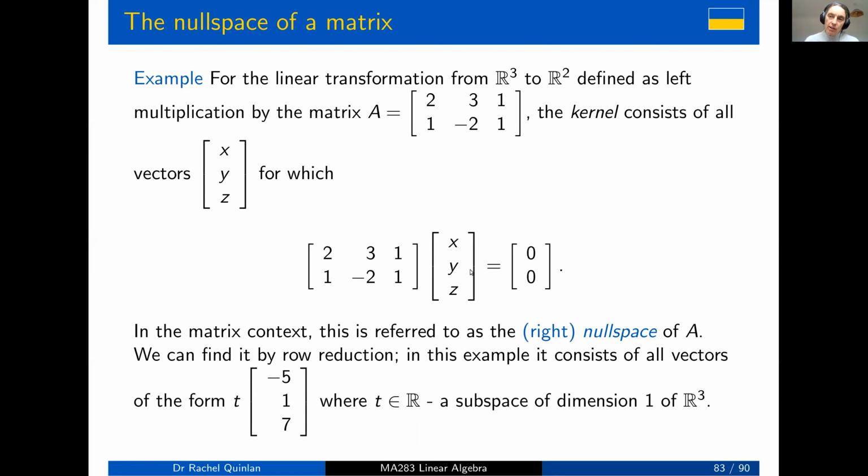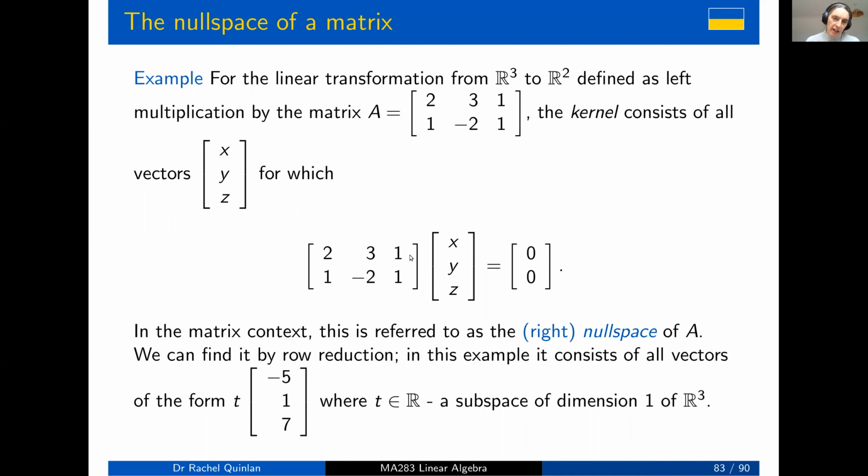Just one remark about that while we're here. We're saying that every vector which is a scalar multiple of (-5, 1, 7) satisfies this equation, with x, y, z equal to -5, 1, 7, or any scalar multiple of that vector.